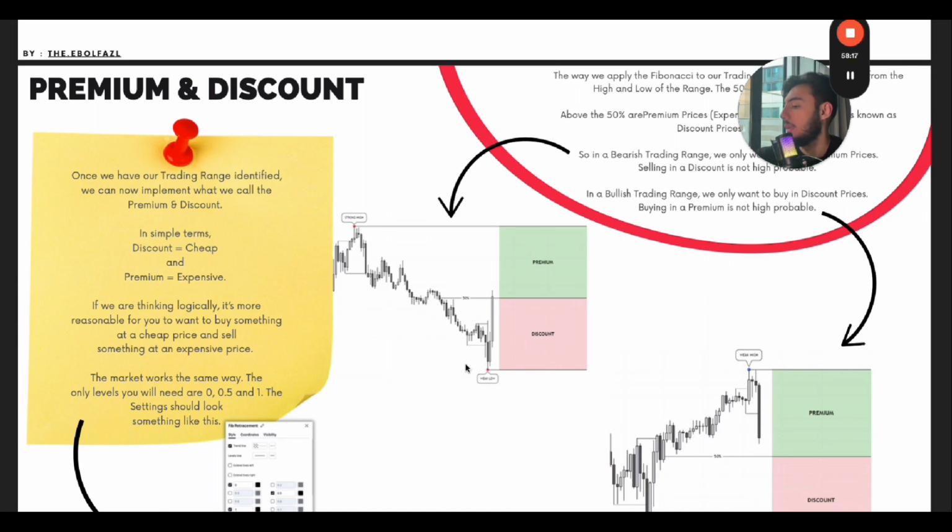Let's say I want to buy this iPhone. When I go to the marketplace, I want to buy it at the cheapest price and the best quality that I can find in the marketplace, right? So I want to find the best quality at the cheapest price. This is going to be the discount area of the market.